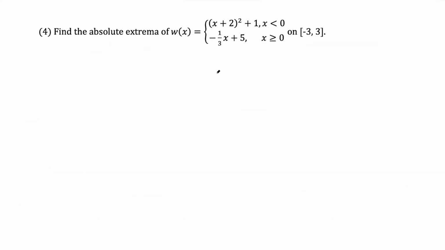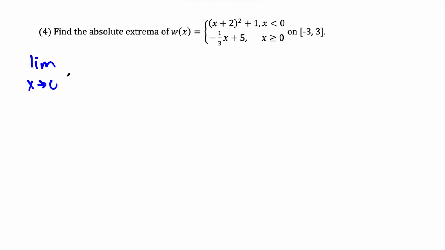Question 4, we want to find the absolute extrema of w of x, and we're on the interval from -3 to 3. So we want to use the extreme value theorem, but in order to use it, we have to make sure that our function is continuous on this interval. And the place that we could run into the most trouble would be at x equals 0. So first I would verify that w of x is continuous at x equals 0.